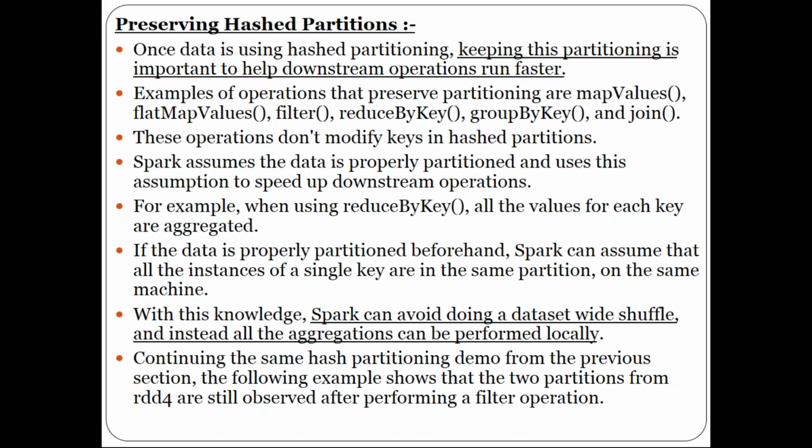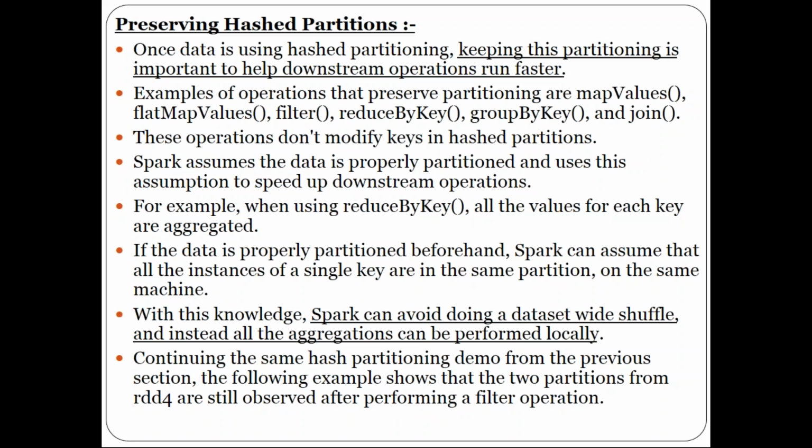For example, when using reduceByKey, all the values of each key are aggregated. We know that. If the data is properly partitioned beforehand, Spark can assume that all the instances of a single key are in the same partition on the same machine. With this knowledge, Spark can avoid doing a dataset-wide shuffle. This will reduce your disk I/O and your network I/O, and it will also increase performance. In this case, all the aggregations will be performed locally.